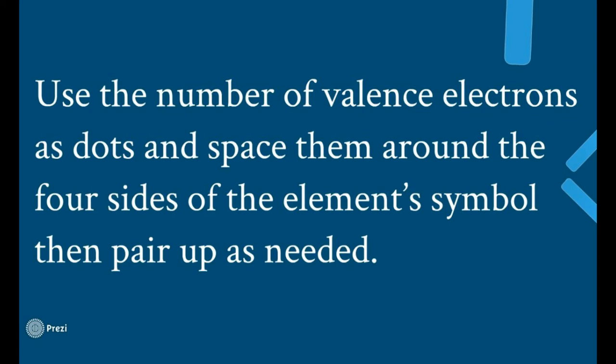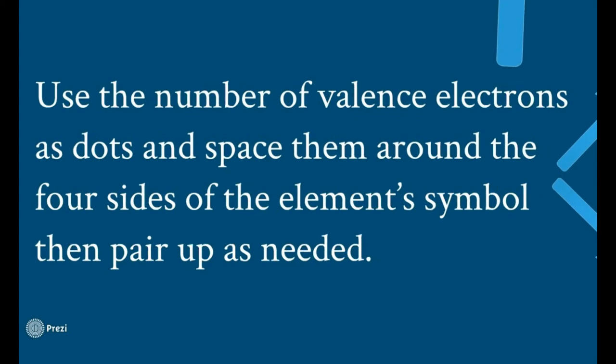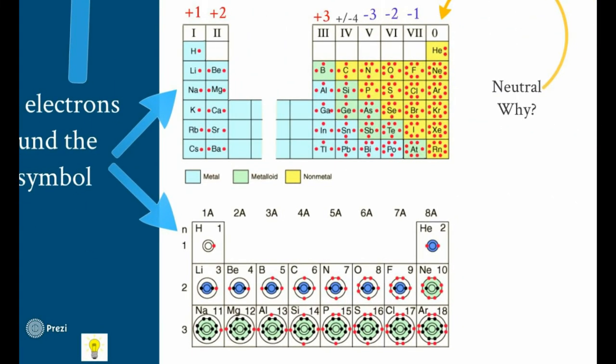Okay. So use the number of valence electrons as dots and space them around the four sides of the element symbol, and then pair them up as needed. This is a quick crash course. We're not really going to go too much into Lewis structures because that's more AP stuff anyway. But if you take a close look at both of these, you don't have to write this down, but it wouldn't hurt to get the first sample out of each group. In other words, it wouldn't hurt to actually put them at the very top. Go ahead and write those on the side.